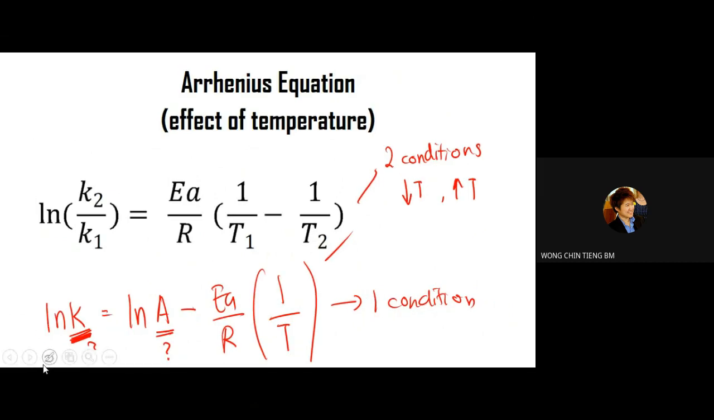Ataupun soalan kamu dia keluar tapi dia tak bagi EA. Nampak tak? Padahal kita nak gunakan EA kat atas. So macam mana kita buat? Kita cari dulu EA by using this formula.